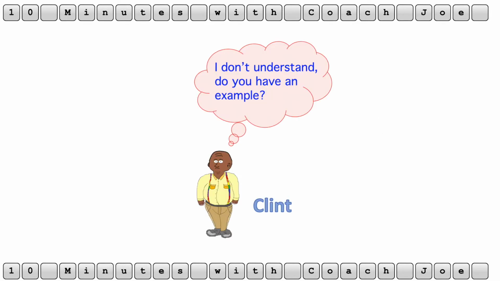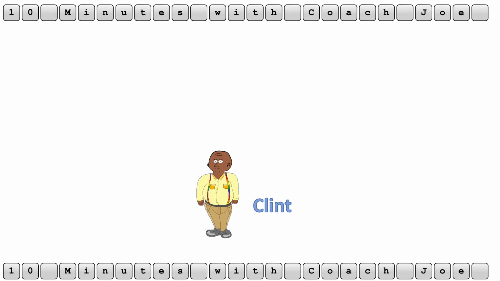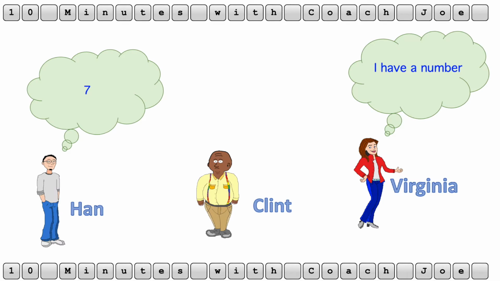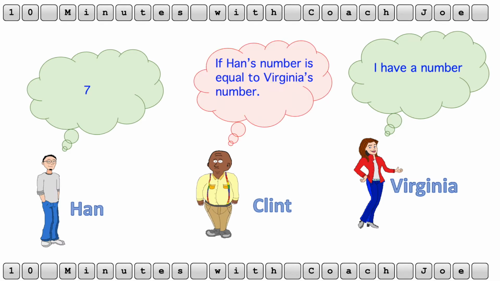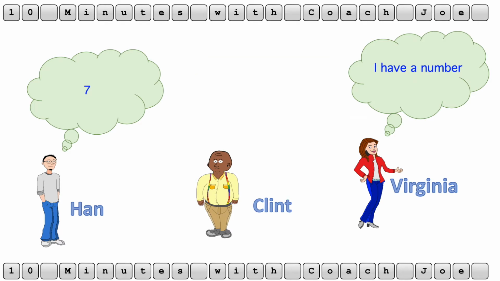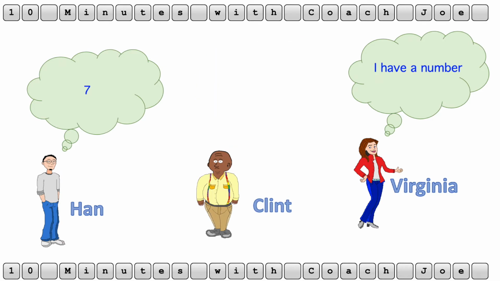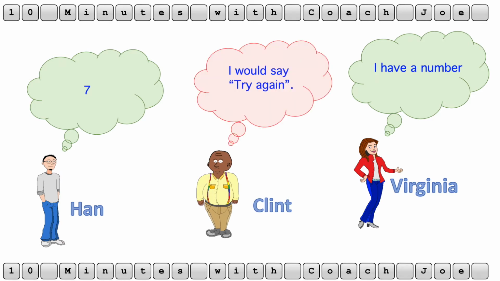Yes, let's do a simple example to illustrate the decision-making process. I need Virginia to think of a number from 1 to 10, and I need Han to try and guess that number. So, Clint, how will you know if Han guessed Virginia's number? Correct, if Han's number is equal to Virginia's number. And what will you do if both numbers are the same? The guess was correct. And what will you do if both numbers are not the same? The guess was wrong. Try again.